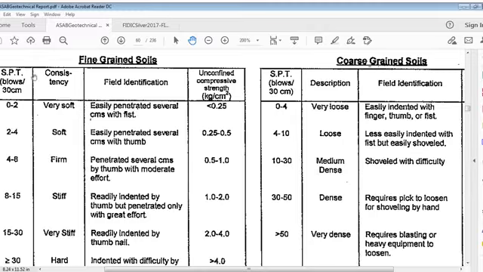So, fine grained soils, what time was there? Let me see, I want to see the time. This time is 46 minutes, so we have no problem. It's okay.